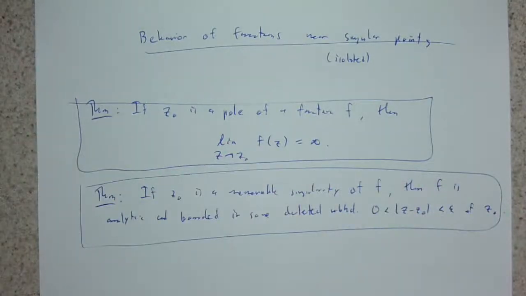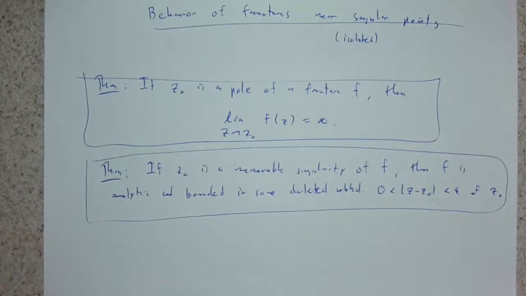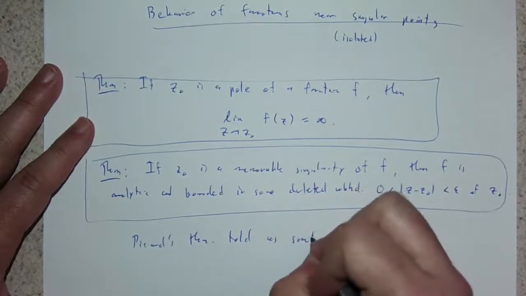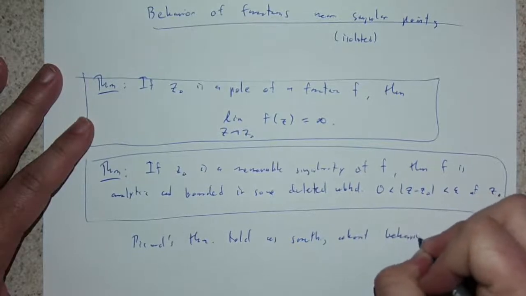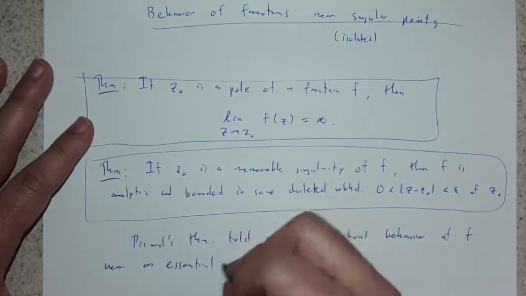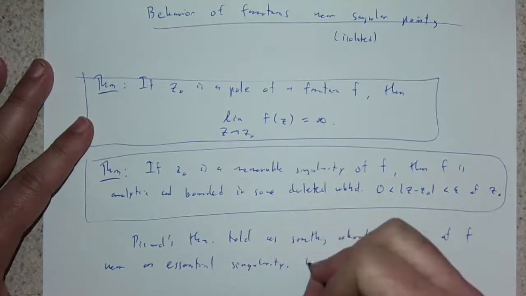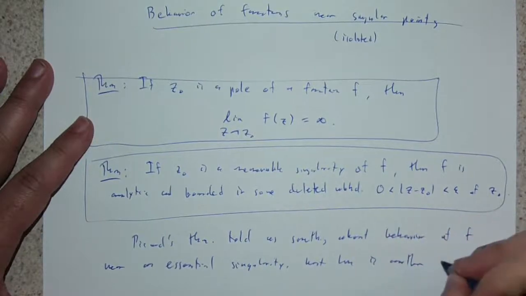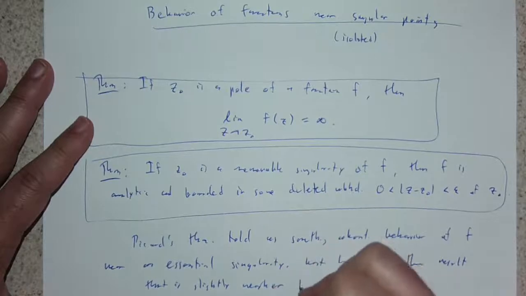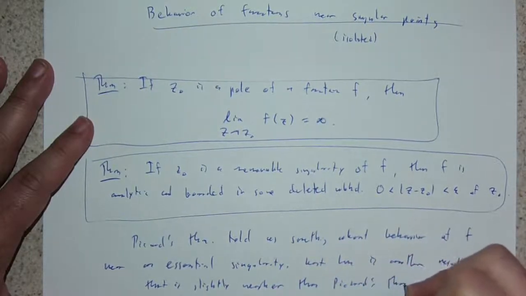And lastly, we have a theorem that concerns the behavior at an essential singularity. Now, we've already talked about Picard's theorem. So Picard's theorem, that was last lecture, told us something about behavior of f near an essential singularity. And it's actually a stronger result than what I'm about to state. But here is another result that is slightly weaker than Picard's theorem. But it also tells us what's going on here.